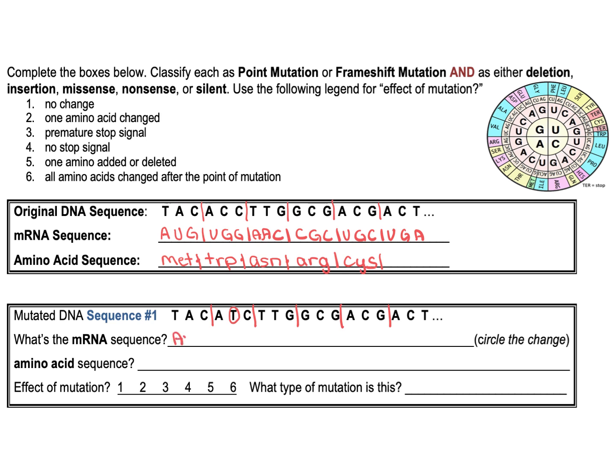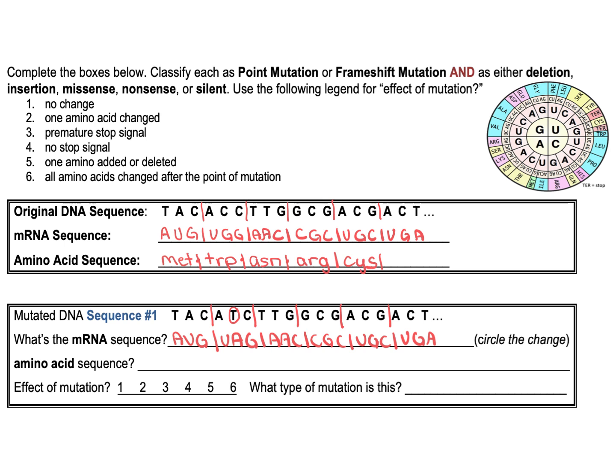And we're going to go ahead and transcribe that sequence. So I have AUG, UAG, AAC, CGC, UGC, and UGA. We're ready to translate that now into our amino acid sequence.